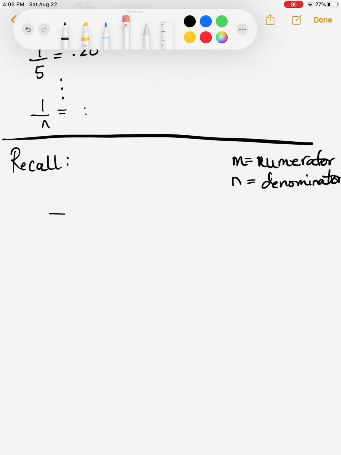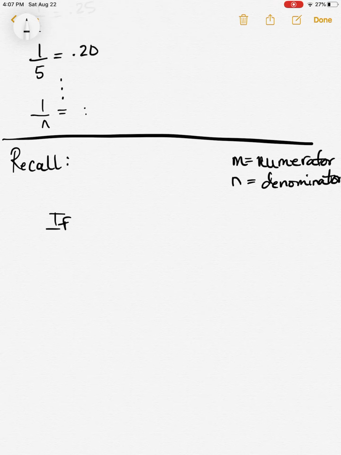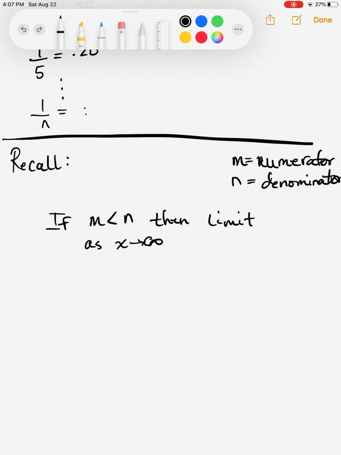Let's get rid of this right here. Now, if m is less than n, if the numerator degree is less than denominator degree, then the limit as x approaches infinity. Oh, that's an ugly limit symbol.